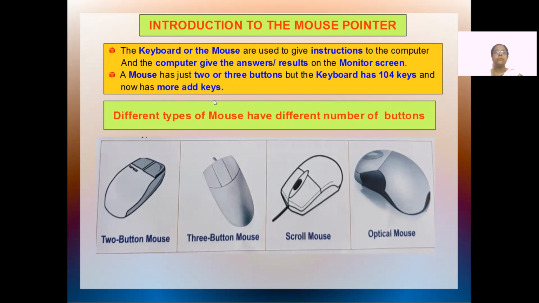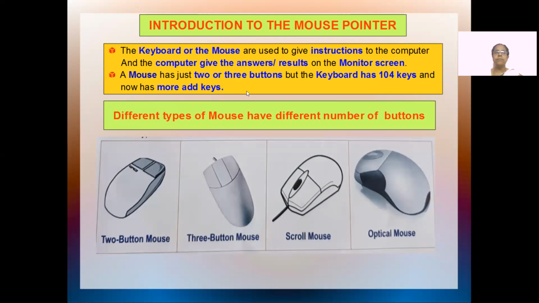and this result is seen on the monitor. Now, the mouse has how many buttons? The mouse has 2 to 3 buttons, whereas the keyboard, how many keys does it have? It has 104 keys, and nowadays we have keyboards which have additional keys apart from the 104 keys. So what you learn is that the mouse and the keyboard both give instructions to the computer, and the results are shown on the monitor. The mouse has 2 to 3 buttons, whereas the keyboard has 104 keys and more now.